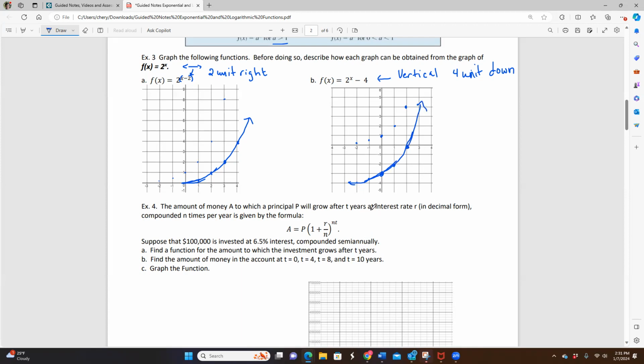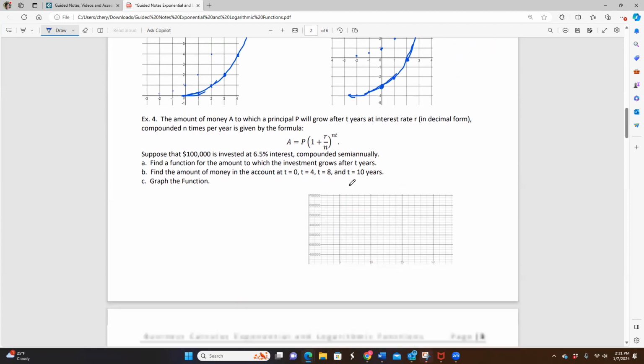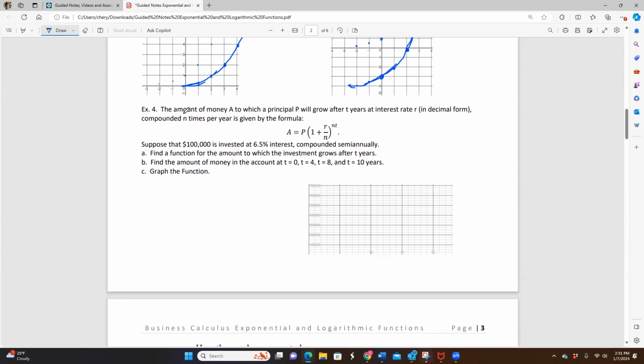All right. A word problem that you might have using an exponential function might look like this. It says the amount of money A to which the principal P will grow after t years at an interest rate r in decimal form, compounded n times per year, is given by the formula A equals P times (1 plus r over n) to the nt power. Let's reiterate. A is the amount you have at the end. P is the amount you start with. r is the interest rate, n is the number of compounds per year, and t is the number of years.